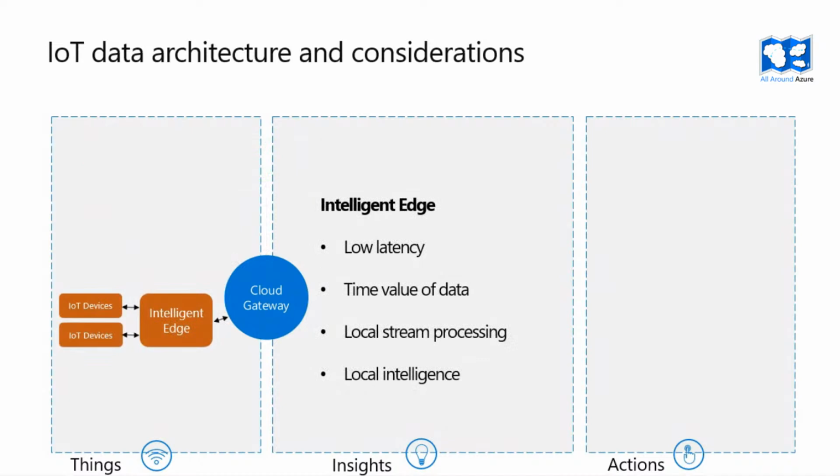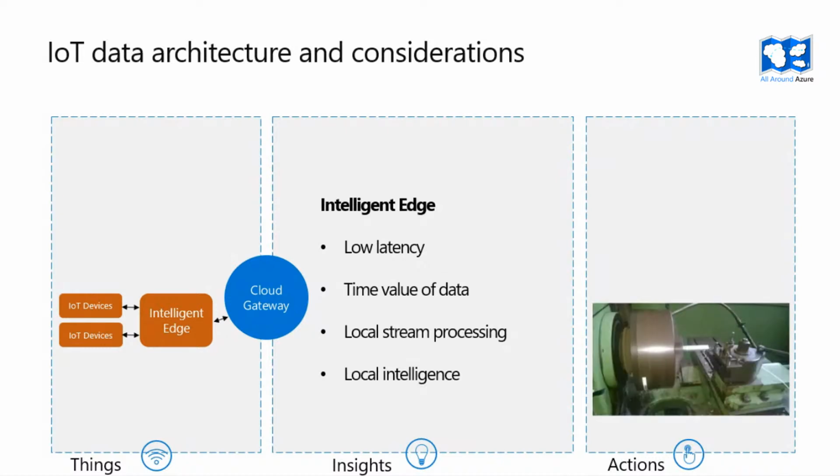Another thing to concentrate on in the Things area are intelligent edge devices. So we should look at why we'd include those in a solution like this. And one of the main reasons perhaps would be if we need some form of low latency response to events. So I mentioned the lathe before, and this is a really good example. This thing is spinning at thousands of revolutions a minute.